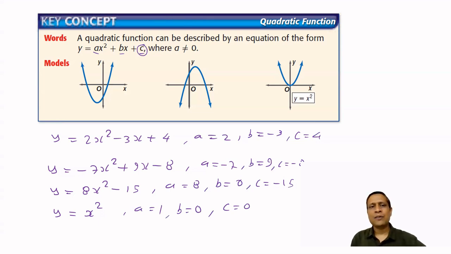Now how does graph of quadratic function look like? The shape of graph of quadratic function is like this, like this, like this. And the name of this shape is parabola. So the graph of quadratic function may look like this.